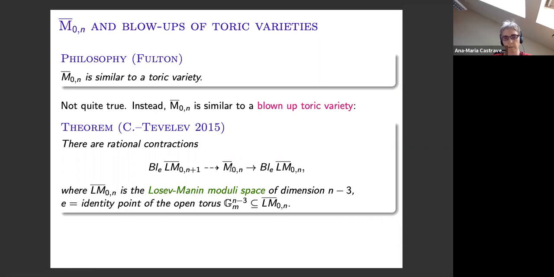Yeah, so this is just a birational morphism. And then here, this is one dimension higher. And we blow up one point on this toric variety, namely the identity point of the open torus. So I'll say a bit more about this moduli space.